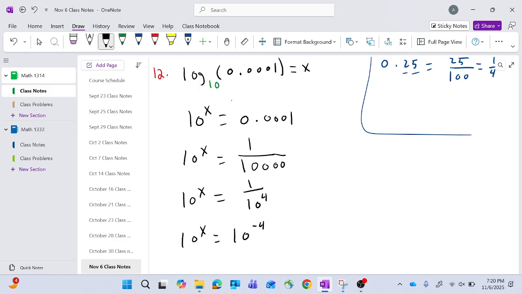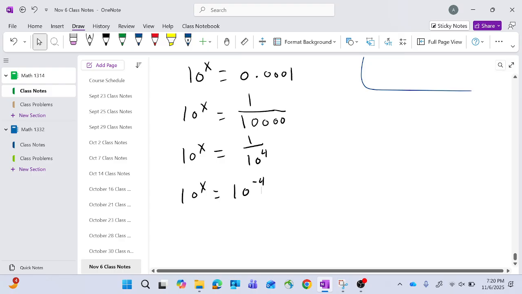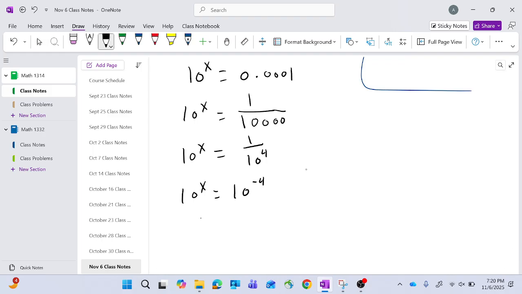Everyone with me? Any questions before I keep going? That's good. Because this stuff really isn't bad. It's weird because you're starting to see logs and stuff, and there isn't really a set thing to work with. But it just takes practice. So in this case, x is negative 4. Make sense, guys? Any questions?